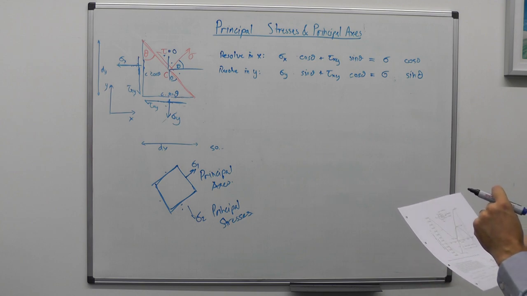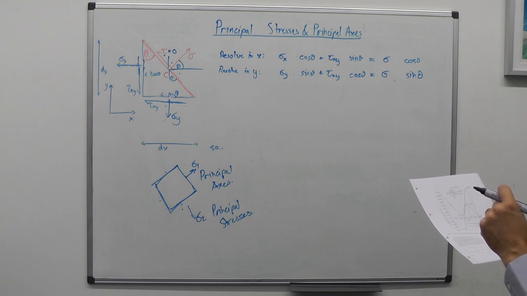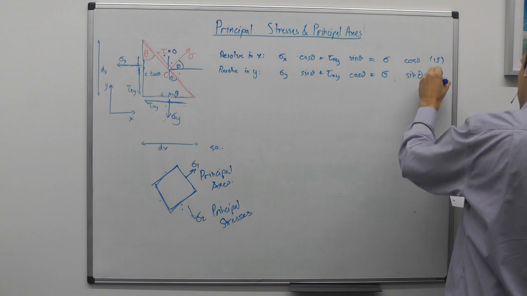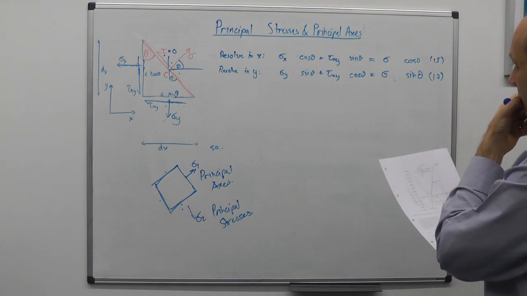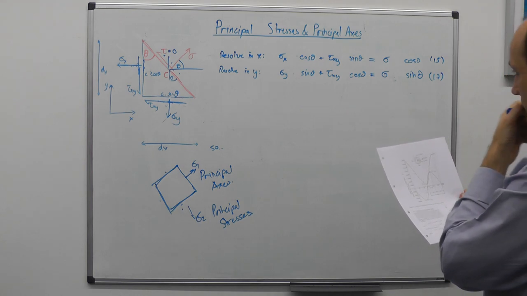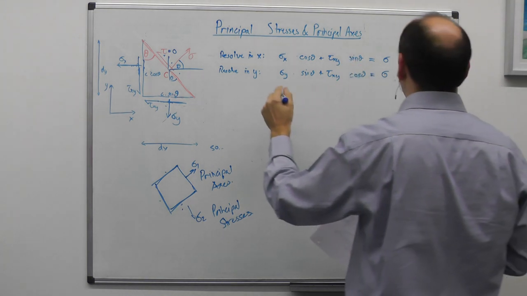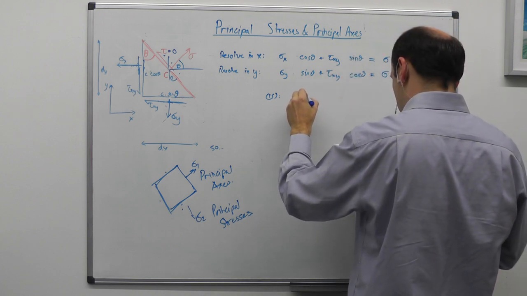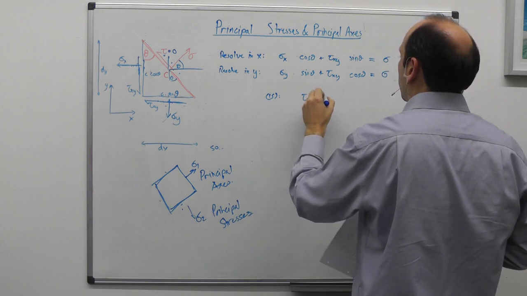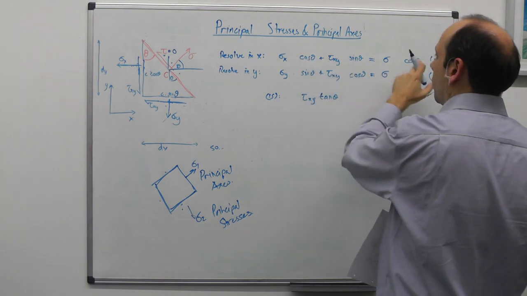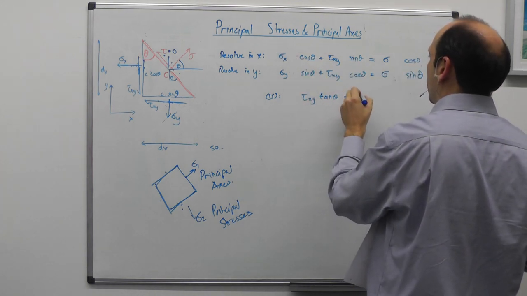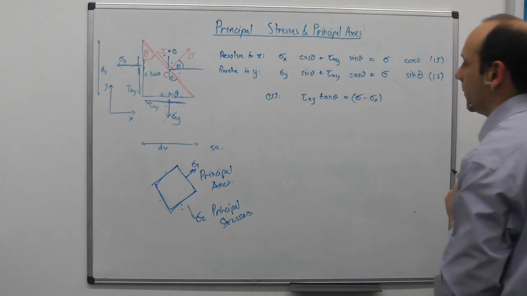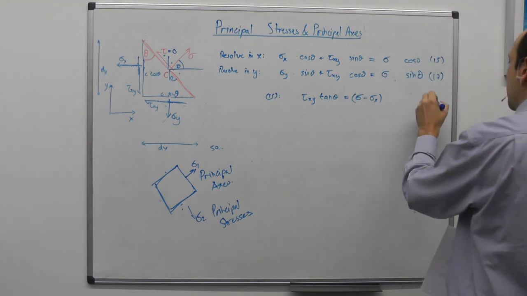Now, let's do something with some angles. That's equation 15, if you're following notes, and that's equation 17. Let's make a tan theta. So let's take equation 15, divide by cos, and rearrange. We'll have tau xy times tan theta, if we divide it all through by cos, is equal to sigma minus sigma x, and the cos theta is divided through, so it's gone. That's quite neat. That's equation 16.